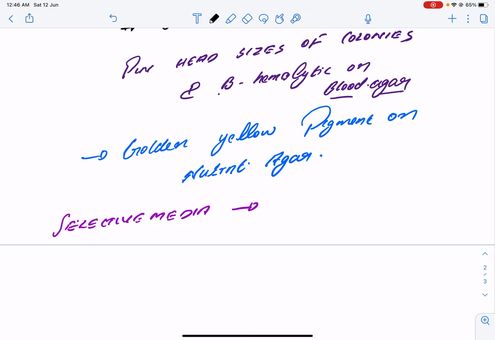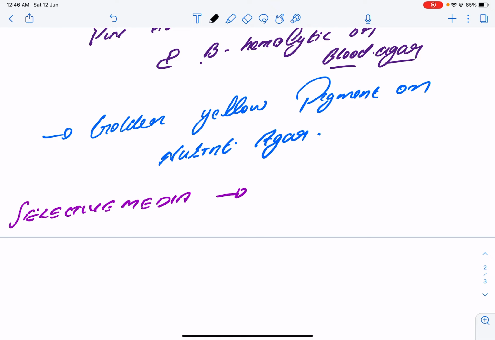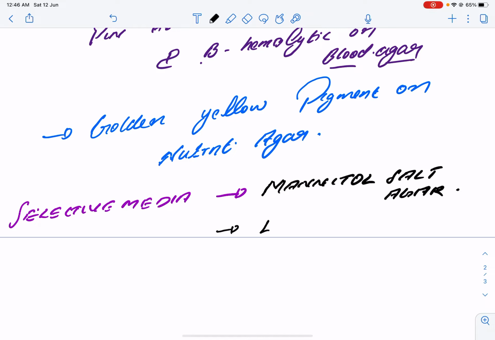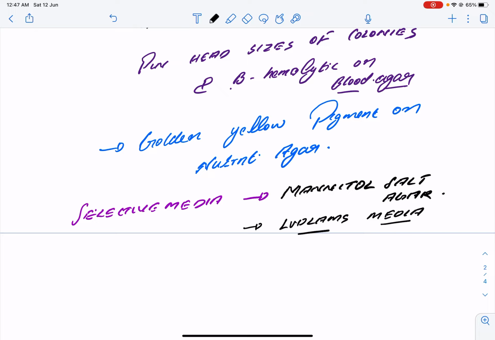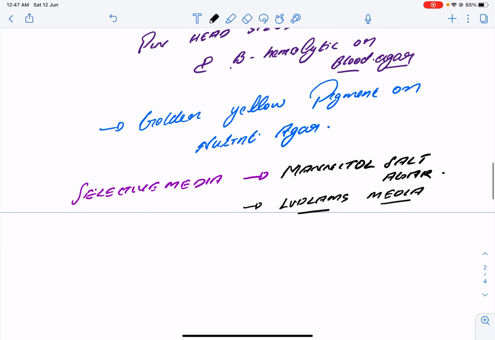The selective media for Staph aureus. So what are they? One is mannitol salt agar, and the other is Ludlam's media. So these are the selective media of which bacteria? Staphylococcus aureus. Now, how does Staph aureus cause disease?